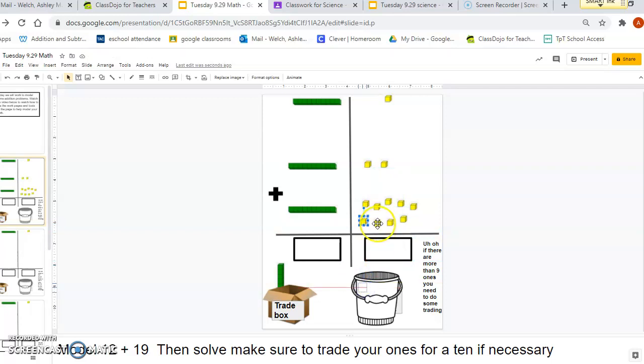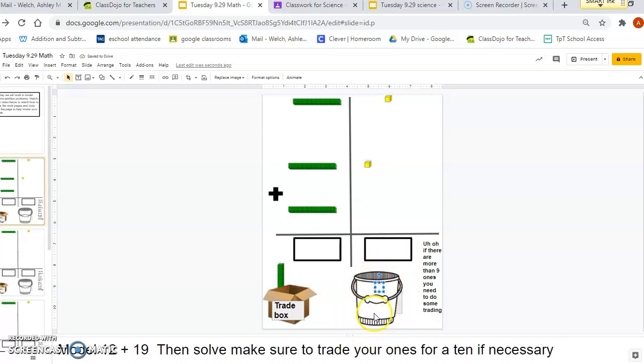So 1, 2, 3, 4, 5, 6, 7, 8, 9, 10. Okay, so I put 10 in my bucket.